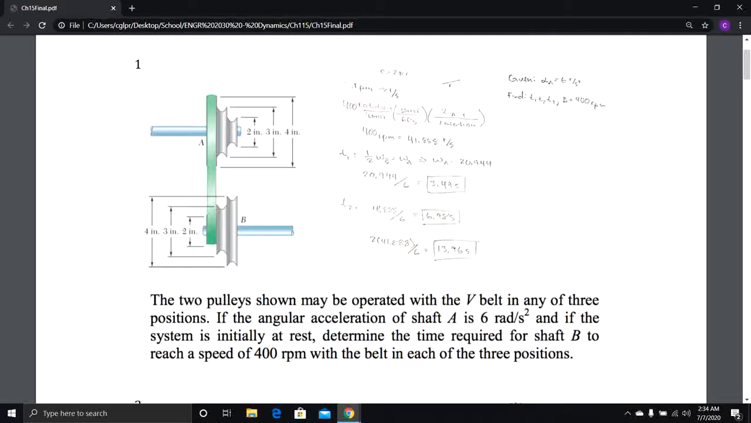Alright, so we got this little belt set up here. 3 different sized positions that the belt can fit into. Obviously this is going to change torque and how fast the axes rotate, given the angular acceleration of shaft A. And I'm asked to find how long it is going to take for shaft B to reach 400 RPMs with the belt in each of the 3 positions.